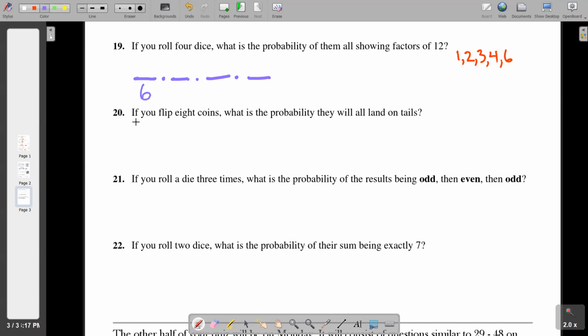How many of the 6 things that can happen when I roll a die are called a factor of 12? 5. And if I want to do this exact same activity, roll a die, roll a die, roll a die, roll a die, does the probability ever change from one to the next? No. Like I've said before, dice don't care what the other dice do. They don't care. Every die is exactly 5 out of 6. And so you write it down: 5 out of 6 times 5 out of 6 times 5 out of 6 times 5 out of 6.